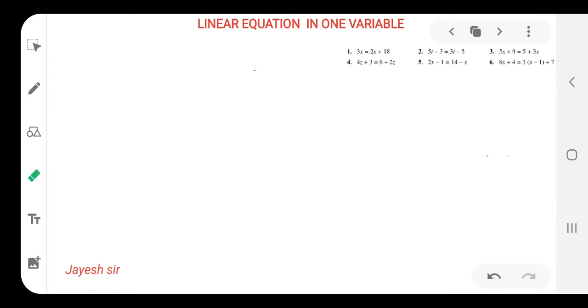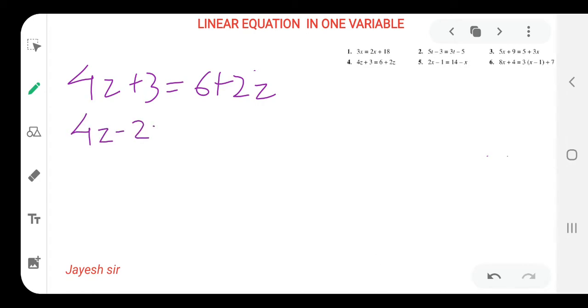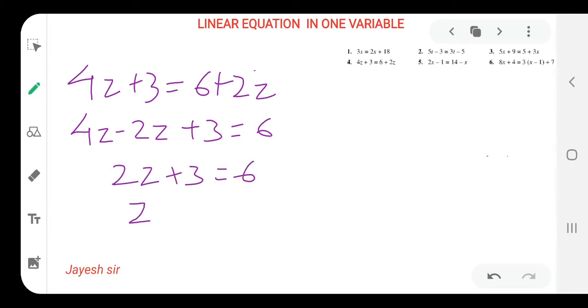Yes friends, what should be our fourth sum for the day? Try to solve it. 4z plus 3 equals 6 plus 2z. Let's bring the terms having z, the variable, to the left hand side. 2z plus 3 is equal to 6. Now 3 after going to that side will become minus. So 2z.